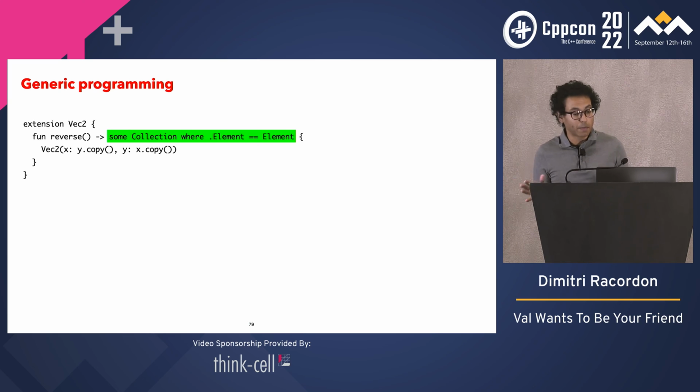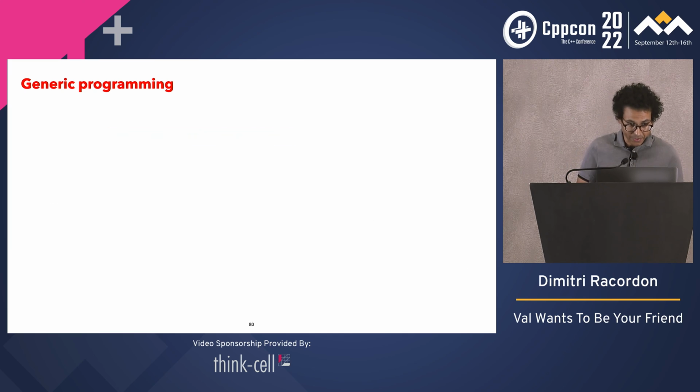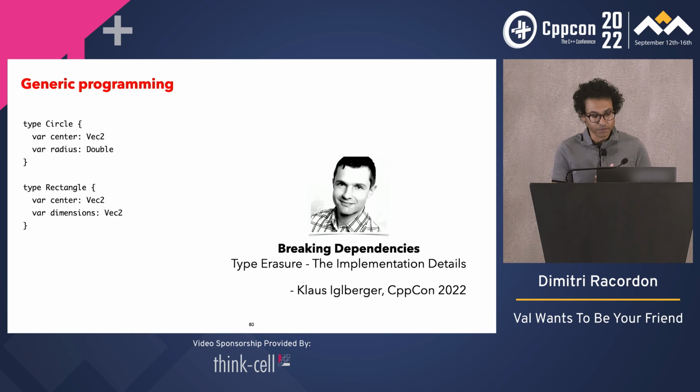There is much more I could say about specialization and customization points, but I think we don't have time to delve further into details, so instead, there is one last feature I'd like to show in the context of generic programming, and that is type erasure. Val has built-in support for type erasure with a feature known in the literature as existential types. So Klaus, who's here, gave us a great talk about type erasure, and I highly recommend you watch it if you missed it on Wednesday. And I will shamelessly reuse his example to show how Val works.